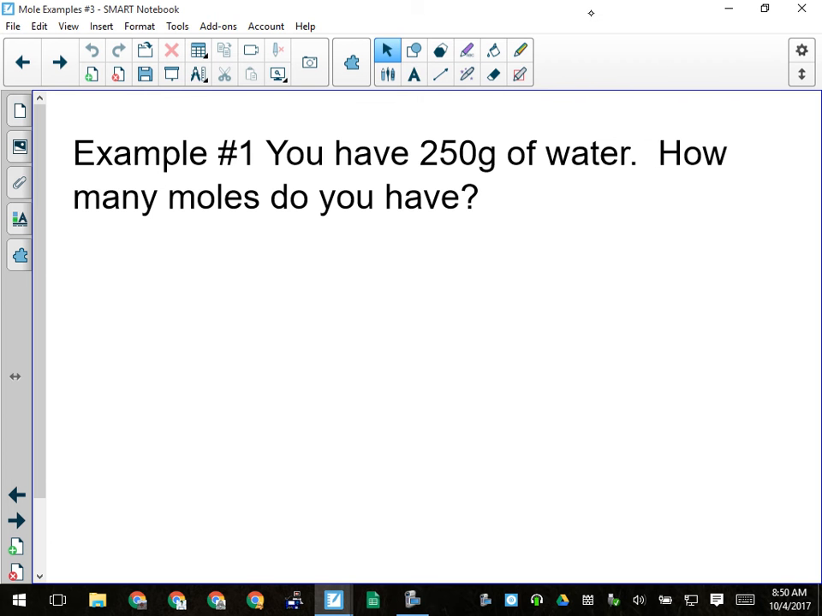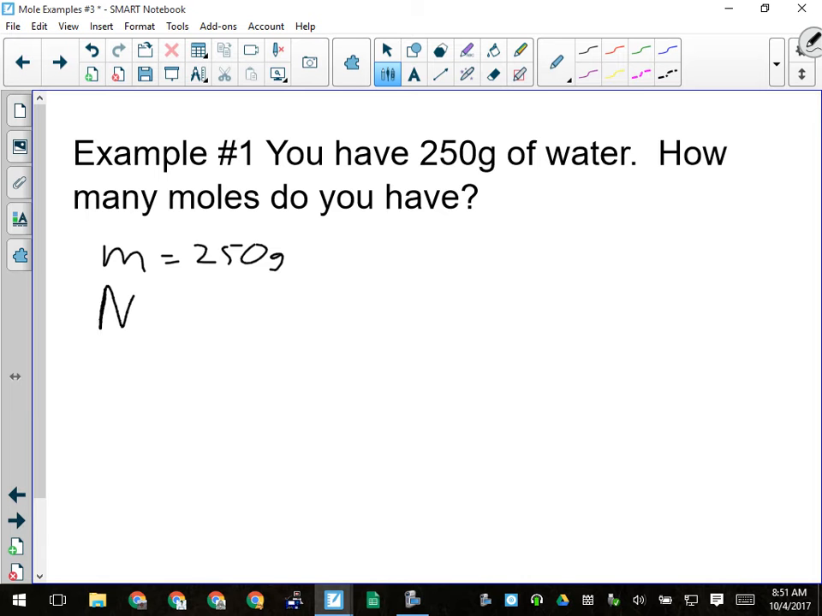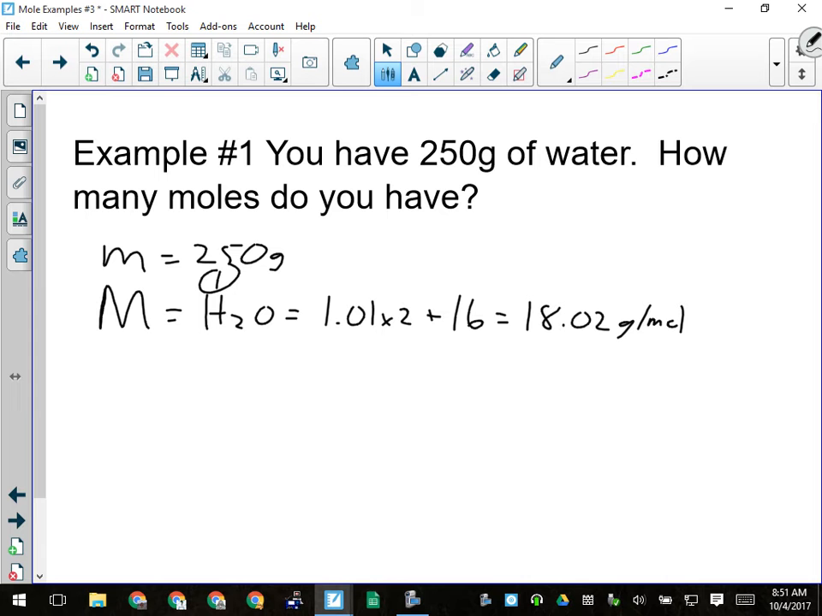Okay, so for example number 1 here, we have 250 grams of water. So they told us first off that m is 250 grams and that it's water. So we can calculate big M. H2O is going to be 1.01 times 2 plus 16. So the molar mass will be 18.02 grams per mole. We would get 1 mark for that step.